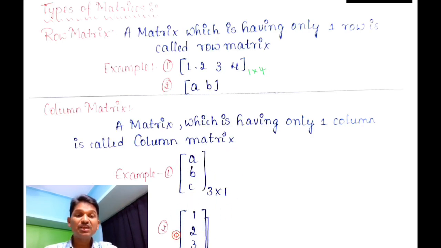You observe this matrix. How many rows are there? 1, 2, 3, 4. 4 rows are there. How many columns are there? 1 column is there. What is order of this matrix? Order of this matrix is 4 by 1. Yes. So in types of matrices, 2 definitions you learn.